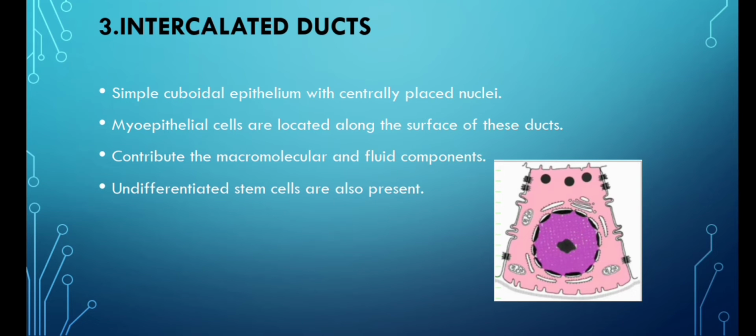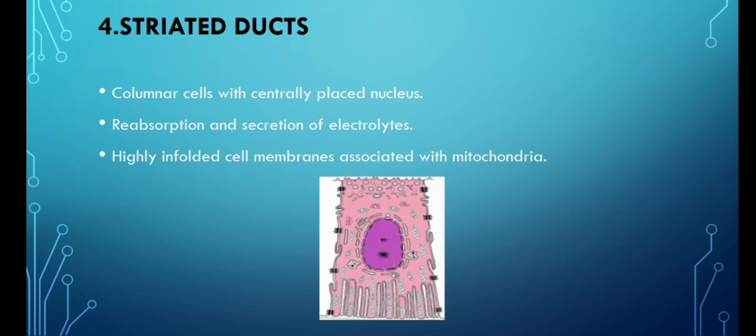Now, the third one is intercalated ducts. These intercalated ducts comprise simple cuboidal epithelium with centrally placed nuclei. Along the surface of these ducts, myoepithelial cells are located. Their main function is to contribute to the macromolecular and fluid components. Sometimes undifferentiated stem cells are also present along with these intercalated ducts. Numerous intercalated ducts join the striated ducts.